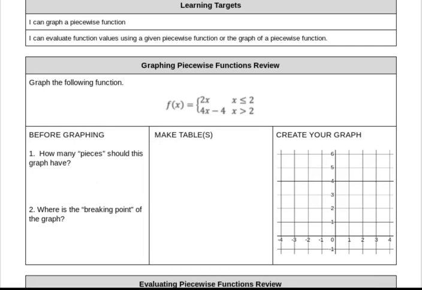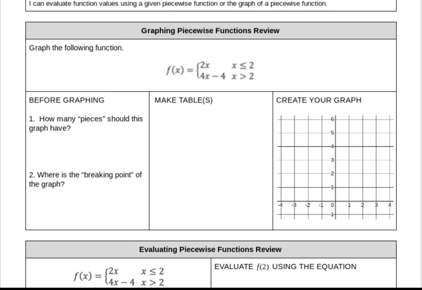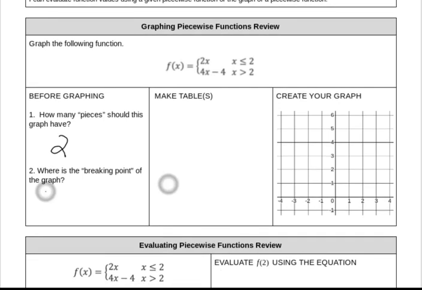Graphing piecewise functions. So we've got this function f of x, and it's 2x for x less than or equal to 2. It's 4x minus 4 for when x is greater than 2. So before we even start to graph, we have to ask ourselves a couple of questions. The first question is, how many pieces should this graph have? The answer to this, hopefully you already know, is that there are 2 pieces to this graph. We know that the breaking point is at x equals 2.